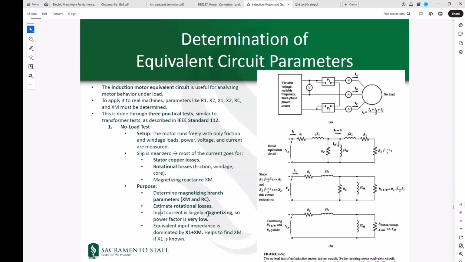Since the input current is largely magnetizing, the power factor would be very low. And we would find X1 plus XM. You can find XM if X1 is known, and we will see how we can determine the rest of the parameters, the X1, for example, in here. So this is the no-load test.